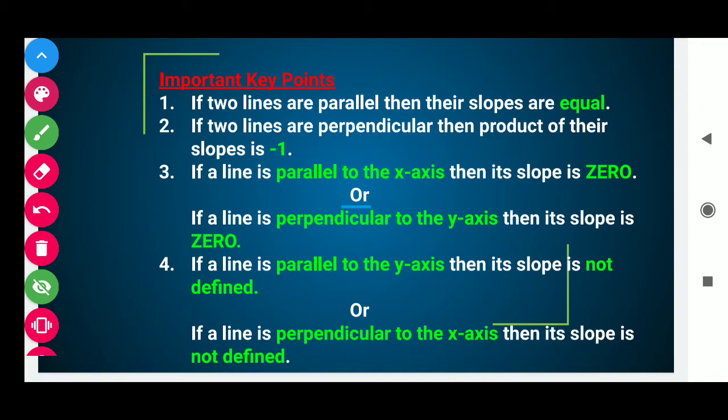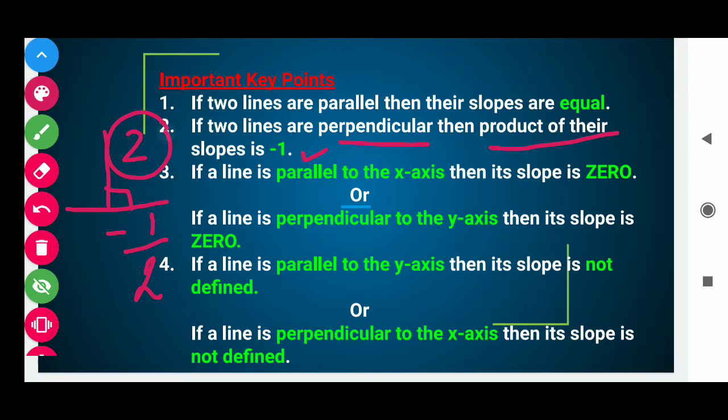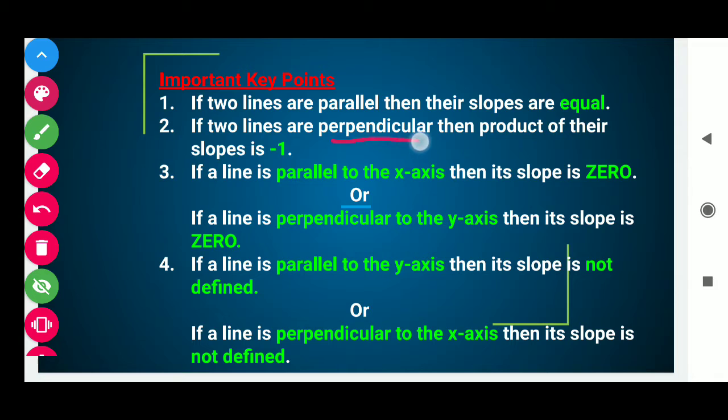Second one is if two lines are perpendicular, then the product of their slopes is -1. Suppose students, if we have two lines and the two lines make a 90-degree angle together, in this way the slope of the first line is 2 and the slope of the second line, suppose, is -1/2. If we do the product of these two slopes, then we get the answer -1. So students, in this way, if two lines are perpendicular, then the product of their slopes is -1.